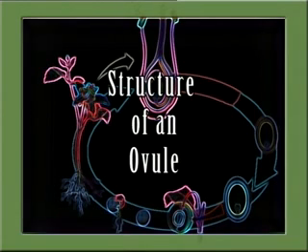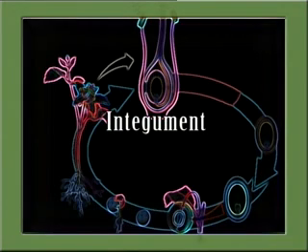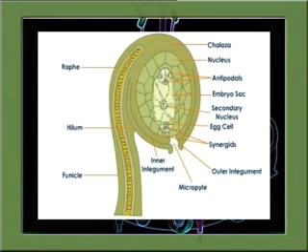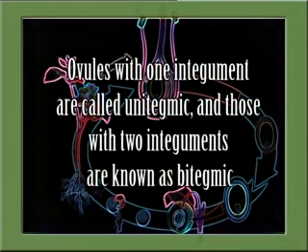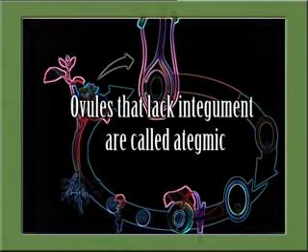Now let us discuss the detailed structure of an ovule. A typical angiospermic ovule is composed of following structures. Number one, integuments. The main body of the ovule is covered with one or two envelopes called integuments. Ovules with one integument are called unitegmic, and those with two integuments are known as bitegmic. Ovules without integuments are called ategmic.